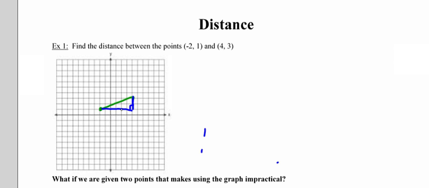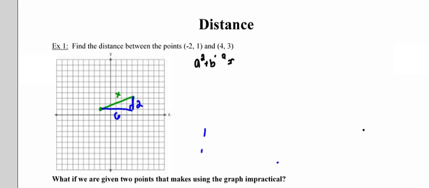I know that because I can count, I know that the length of that horizontal line segment is exactly 6 units. I know that the length of the vertical line segment is 2 units. And if I want to know the hypotenuse of that right triangle, I can simply use the Pythagorean theorem, or a squared plus b squared equals c squared, to find the length of the hypotenuse.